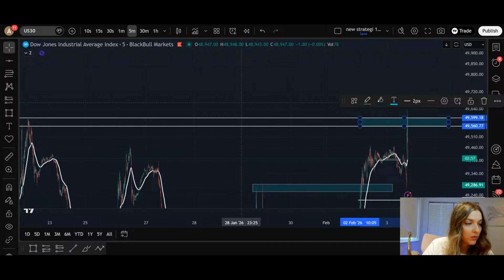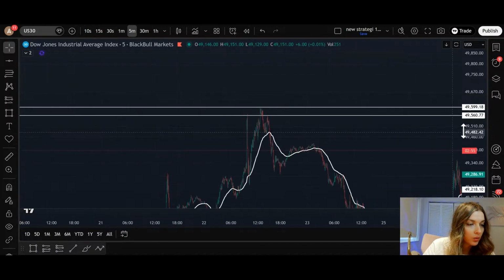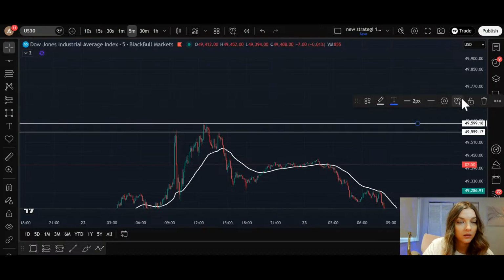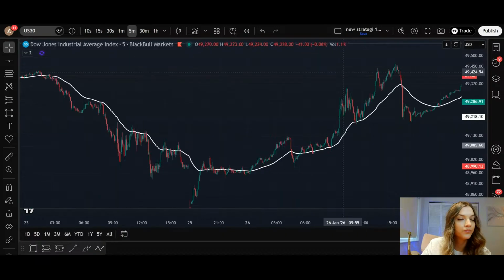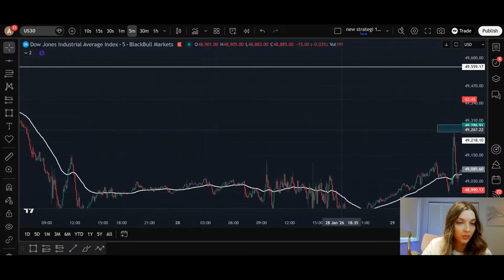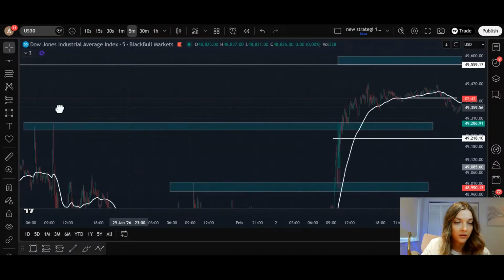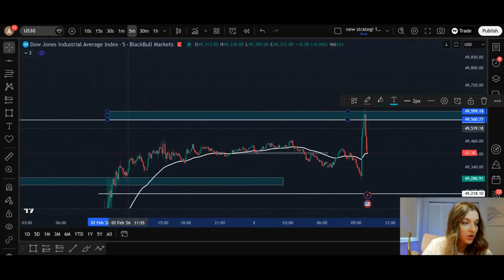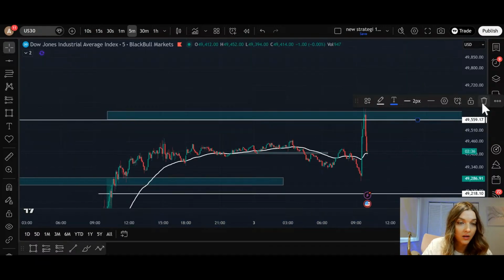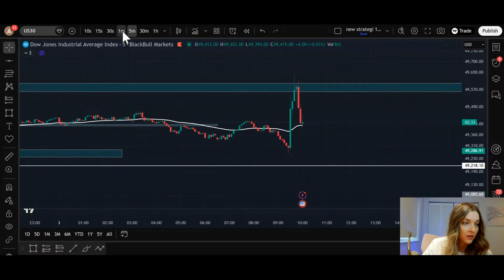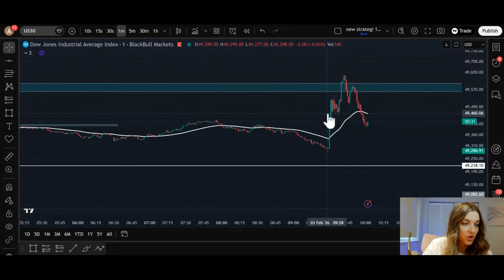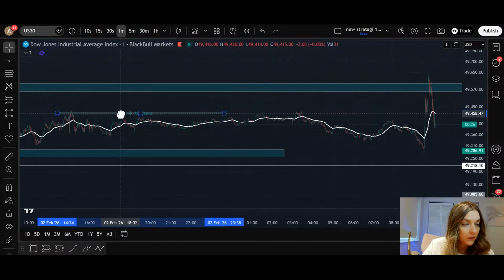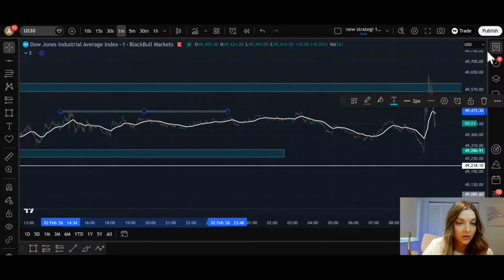Let me see if I mark it well. Perfect. Those lines are just to help me draw it better. You can see the price did touch the high and rejected it. Let's see, we missed the entry. The price just got below the EMA. Let's see other areas that we have here.